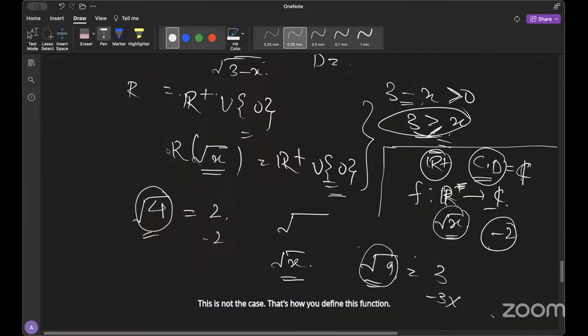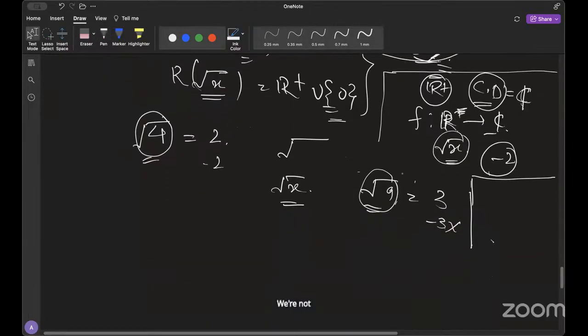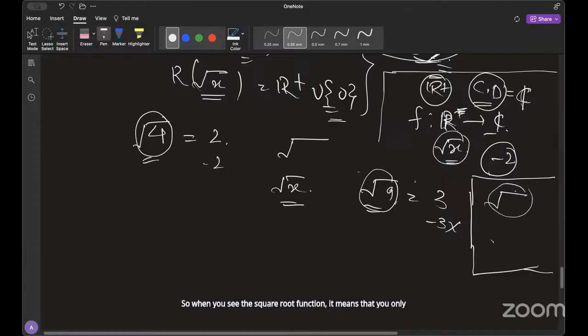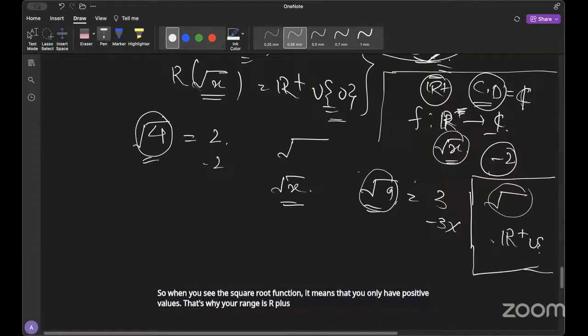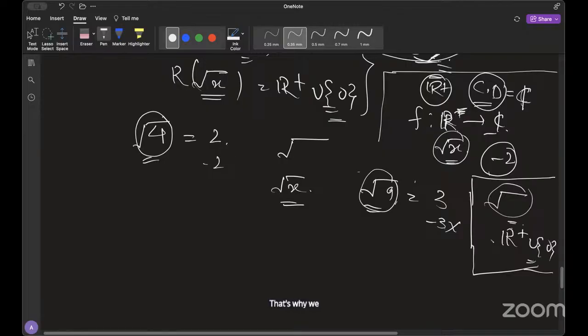But vice versa, ma'am, is possible: -3 into -3 is equal to 9. What I'm saying is, this function is not the inverse of the square function. Not getting into the inverse functions though, because you have those concepts in later weeks. We're not getting into the inverse concept right now. We'll discuss it once we discuss inverses and everything. So this function, you define it in this manner only. When you see the square root function, it means that you'll only have positive values. That's why your range is R plus union 0. That's why we don't have negative values here. Is this fine?